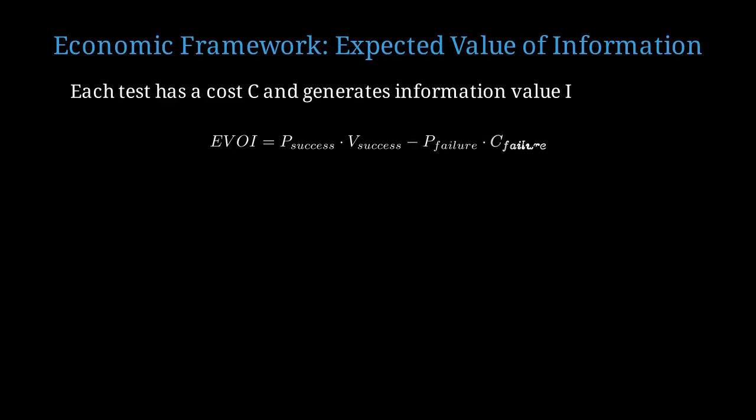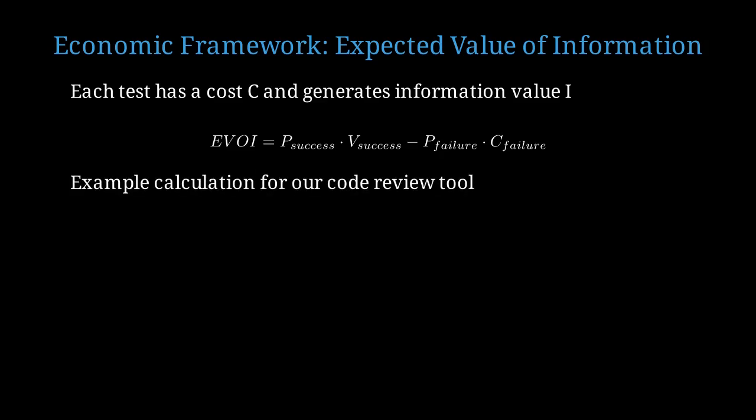Expected value of information equals P success times V success minus P failure times C failure, where P is probability, V is value, and C is cost. Example calculation for our code review tool. If we believe there's a 60% chance of success, success value is $10 million in business value. Failure probability is 40%, and failure cost is $1,080 in wasted test cost.